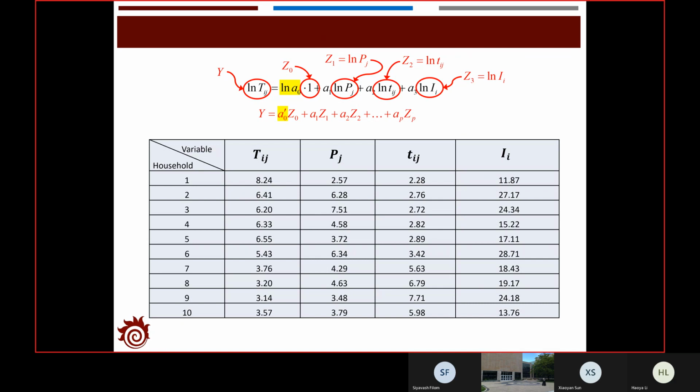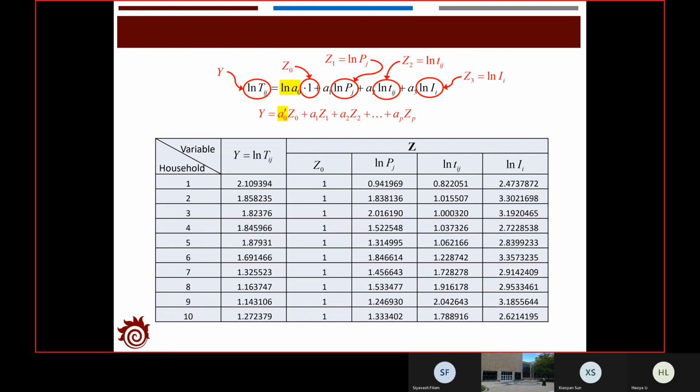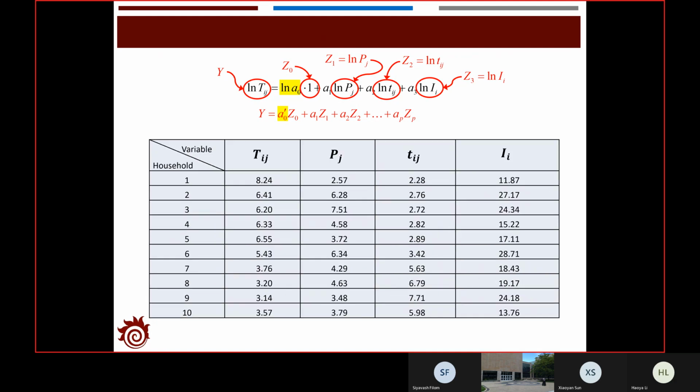use the survey data and identify the values of y, Z0, Z1, Z2 to Z3. So this is what we have from the raw data. And now we know that y equals log Tij. Applying the log operations, we get the values for these 10 observations. And for the Z, we have Z0 as the constant, so it's always set to 1. We have log Pj, log Tij, and log Ii. Those come from survey data.